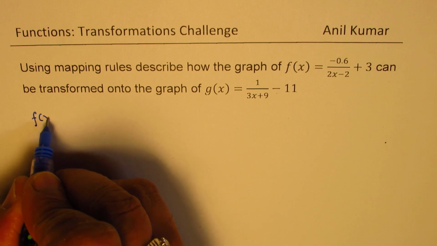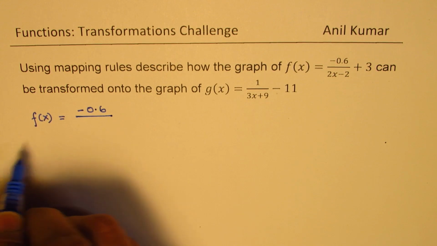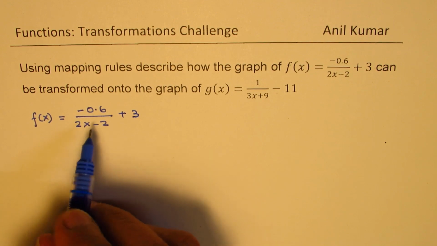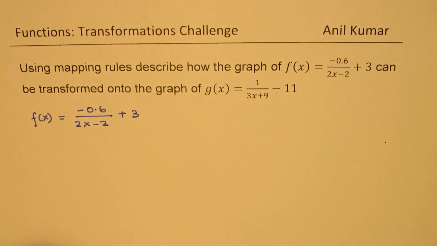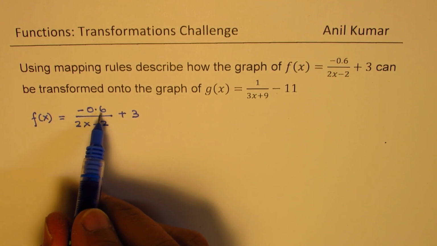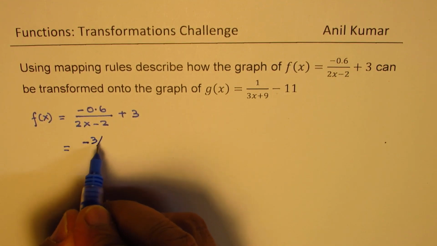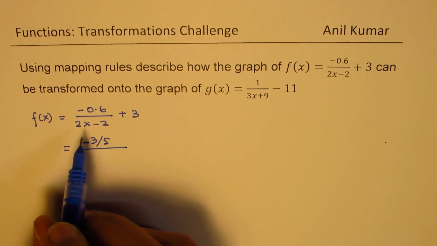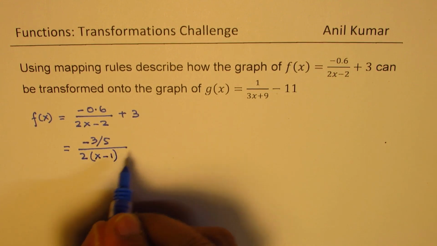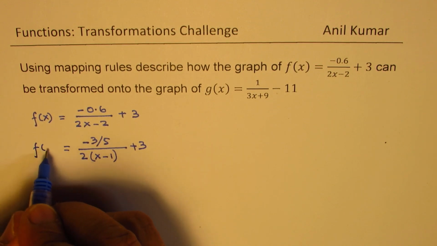We are given two functions, f of x equal to minus 0.6 divided by 2x minus 2 plus 3. Now, minus 0.6, think like this, can be written as 6 over 10, which is 3 over 5, right? So you could actually write this as minus 3 over 5. Now in the denominator, you can take 2 common, you should, so that you can describe the transformations properly. So that is how you could write your function f of x.